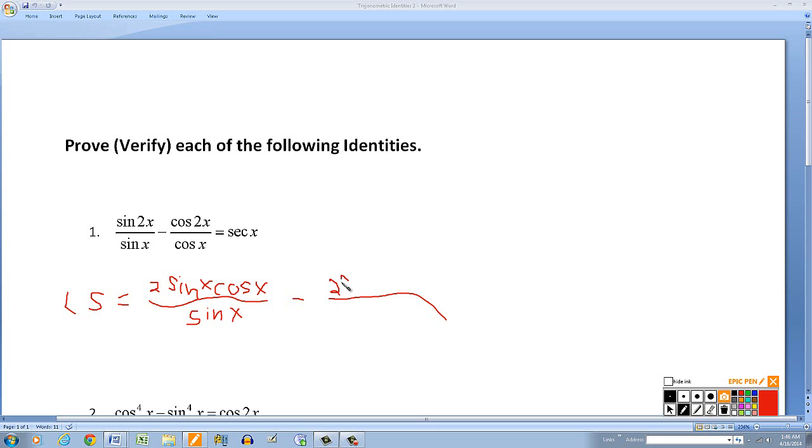Okay, one of them was 2 cosine squared x minus 1. Okay, and the other one was cosine squared x minus sine squared x. And there was 1 minus 2 sine squared x. So actually, you could show this by using at least 2 of those. Now I selected this one, and let me show you in a minute why I selected this one.